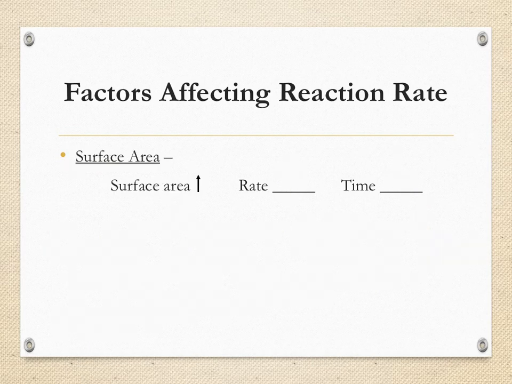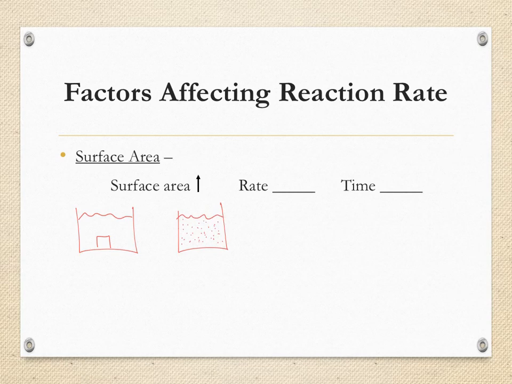Then we have surface area. Surface area would be like if you had a beaker of water and you were going to try to get sugar to dissolve in your water. Let's say in one beaker you have a sugar cube, and in the other beaker you have just crystal sugar, like a packet of sugar. If you have a packet of sugar, you've got a whole bunch of little sugar crystals all touching the water at one time, and it's going to dissolve at a particular speed.